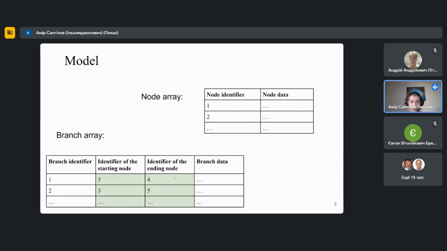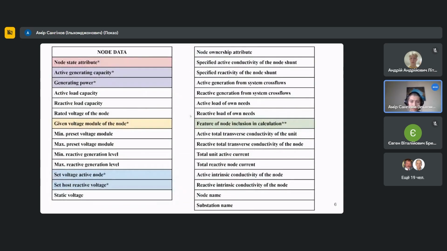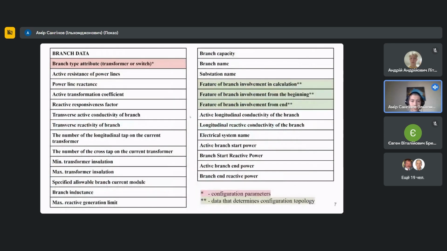The model we use for the simulation represents the grid as a directed graph, which consists of node and branch arrays. Here's the list of the node parameters we have. There are 29 in total. I will explain the colors later. And here's the list of the branch parameters we have. There are 27 in total.